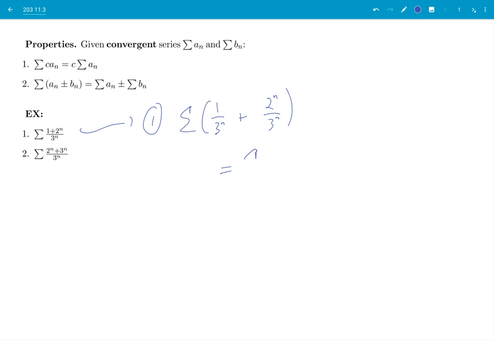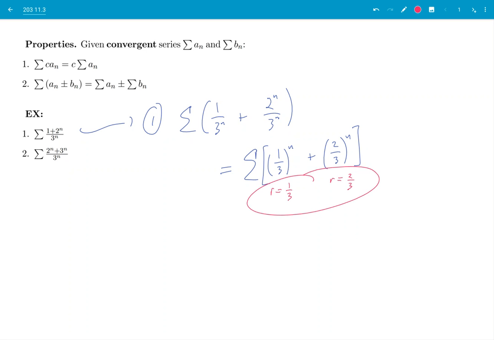Now, the individual pieces here. Here I have a geometric piece that has an R equal to 1/3. And here I have R is equal to 2/3. Okay, so both of these numbers are between -1 and 1. So I can conclude that this distribution is valid.